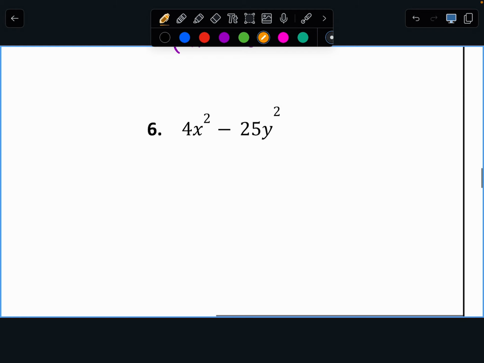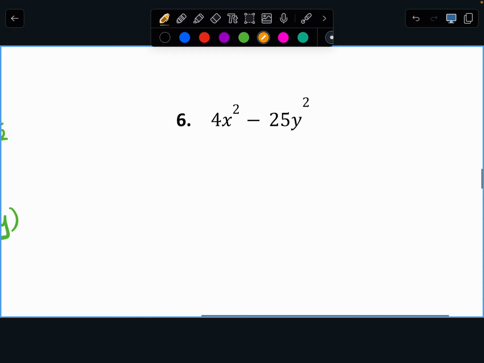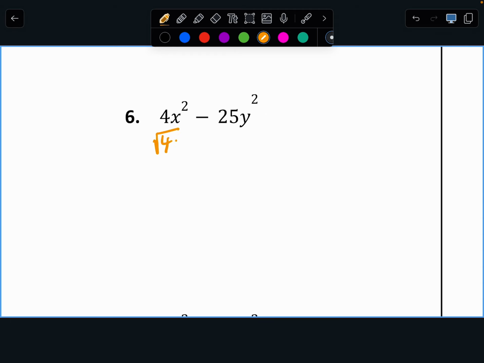All right. Square root of both sides. Square root of 4x squared, square root of 25y squared. That's 2x and 5y. So 2x minus 5y, 2x plus 5y.